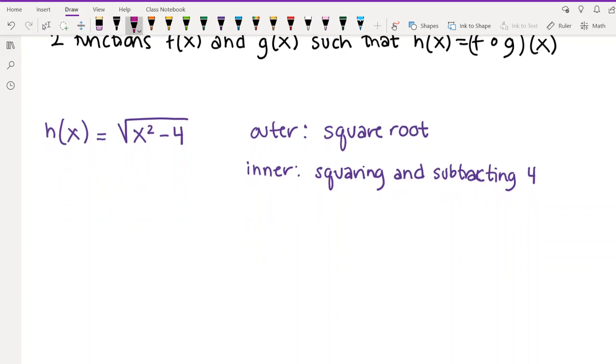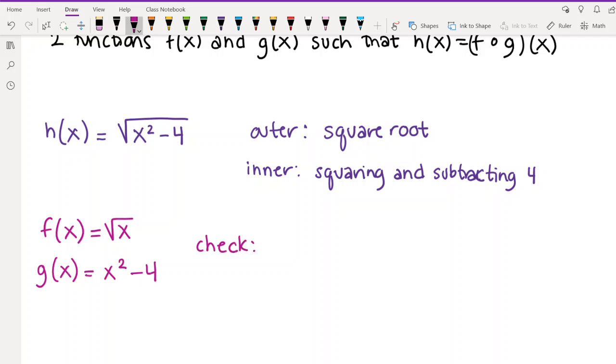So what is a function that takes the square root? Well, square root of x. That's the function that takes the square root of its input. And so what would a good inner function be? Well, if we're supposed to be squaring and subtracting 4, that would be x squared minus 4. And then, as I said, the nice thing is you can check, right? You can double check, does this actually work?